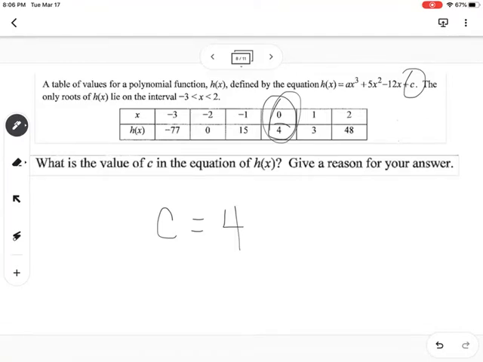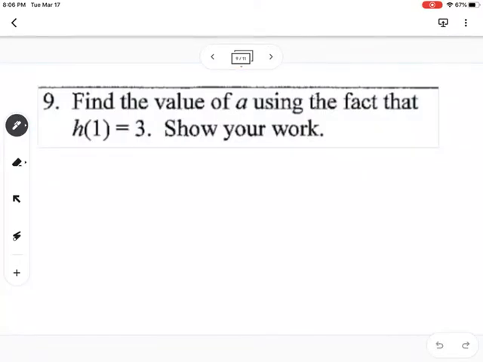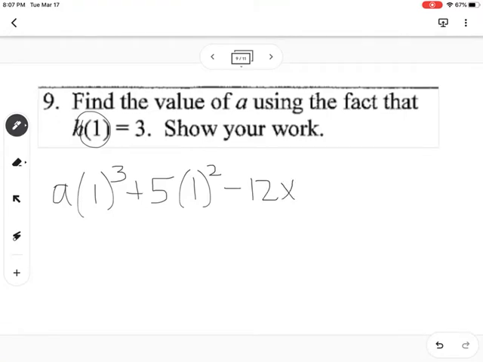That's simple. Number 9, now we're going to take the function, plug in 1, and set it equal to 3. But we don't know A, that's the whole point. So we're going to keep A. We're going to replace x with 1. There's 1 to the second, minus 12x, plus C. But now we know that C is 4. We're going to replace C with 4, and we're going to set it all equal to 3.